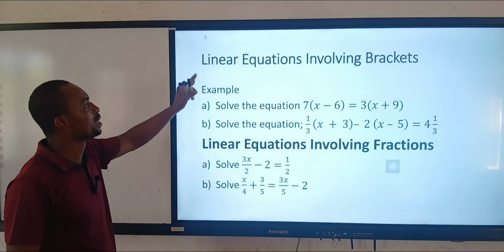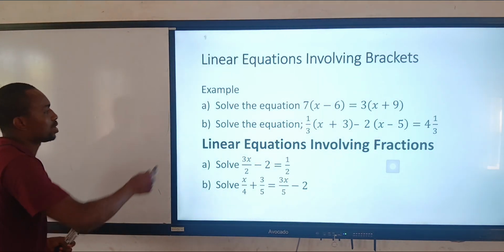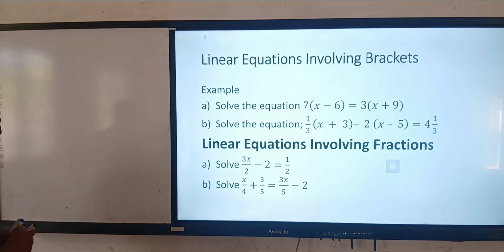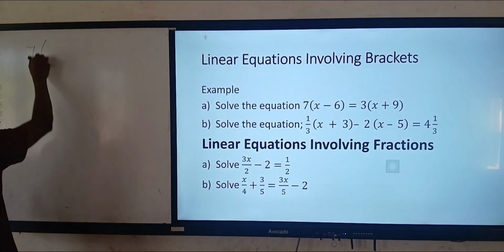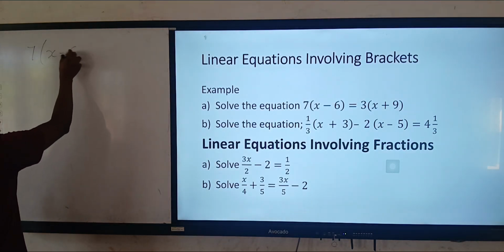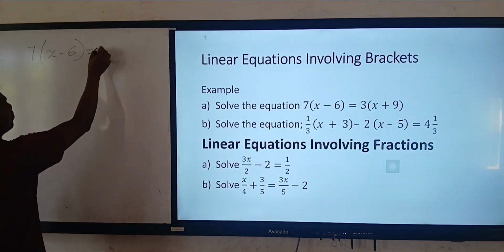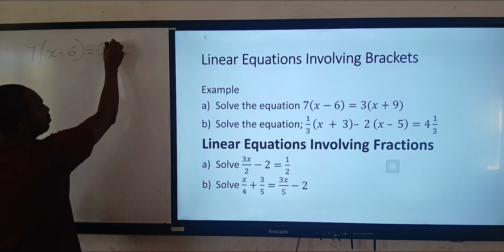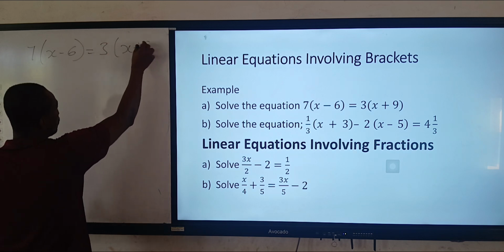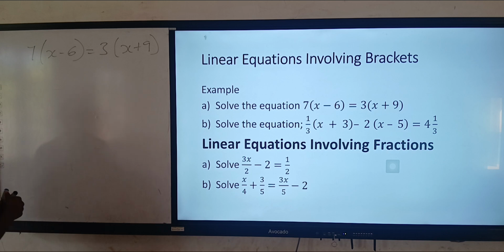So we are considering the linear equation involving brackets. So let's solve question A. Here we firstly have to expand the bracket.